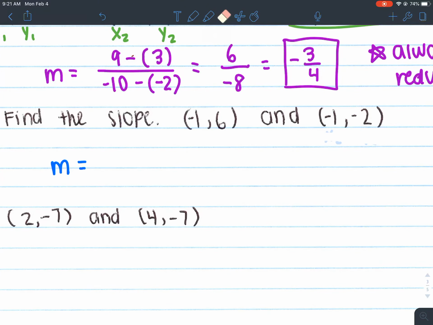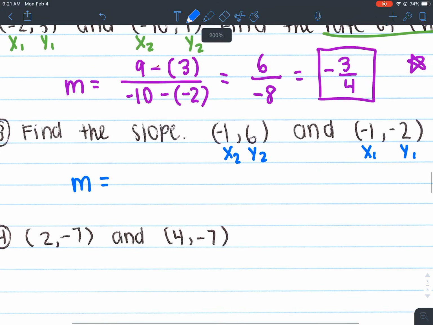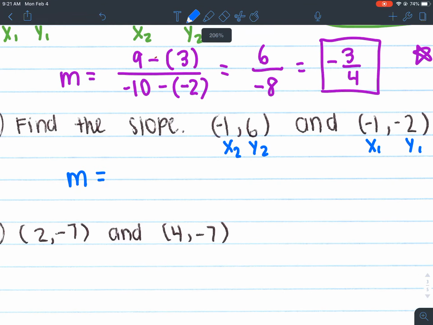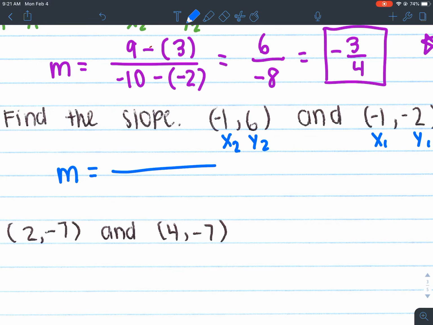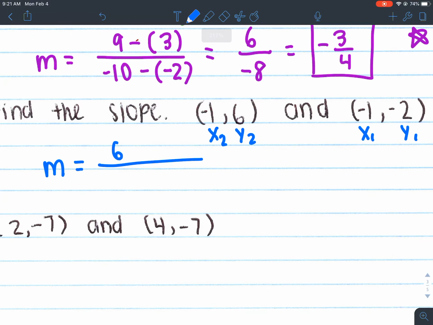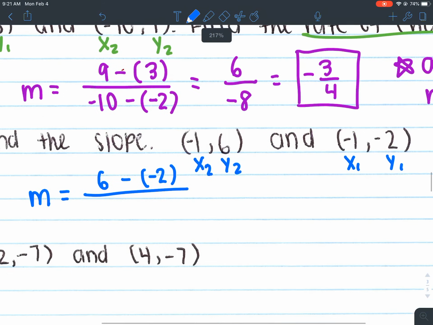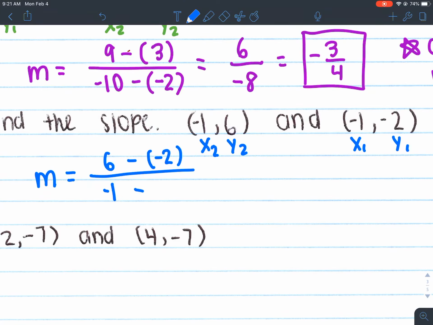Like you can't say, oh, x1 and x2 are together and y1 and y2 are together. So I could have labeled them x2, y2 and x1, y1. It doesn't really matter as long as your 1s and your 2s are together. Okay? And I'll actually even just leave it that way. We'll get the same answer regardless. Okay, so go ahead and do y2 minus y1. So we have 6 minus negative 2, which is our y1. And then our x2 is negative 1 minus negative 1.